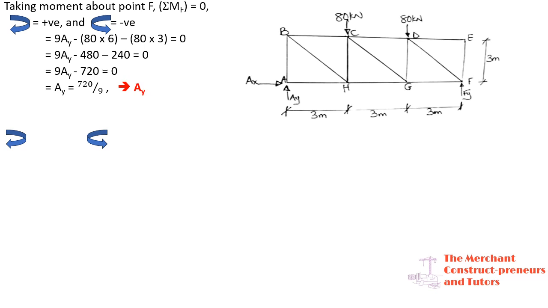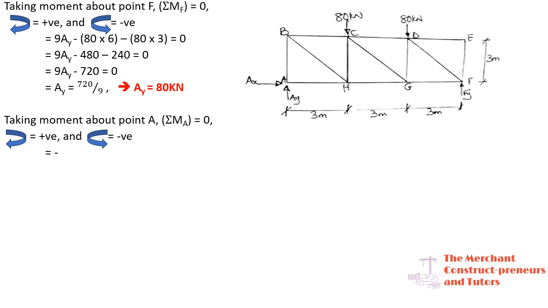Take note about F. This is F here. Moving from A to F is 9 meters, and it is moving in the clockwise direction. Look at the direction of my mouse. Can you see it? So this is clockwise, and you have 9 AY. Then we have the 80 kilonewton at point C, moving in the clockwise direction at a distance of 6 meters. Are you seeing it? The next one is minus 80 times 3. When you do your computation, we have AY as 80 kilonewton.